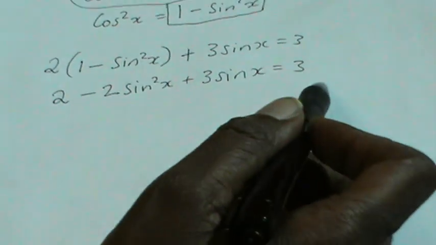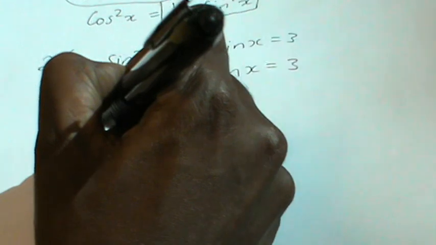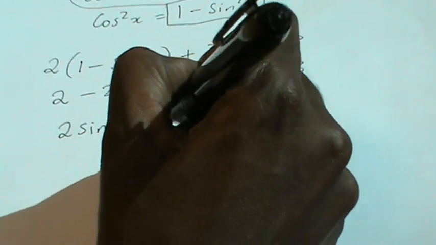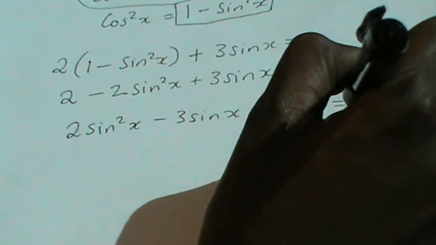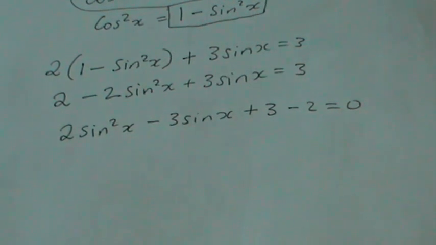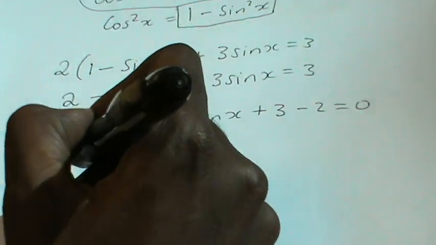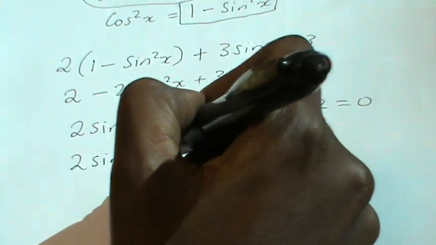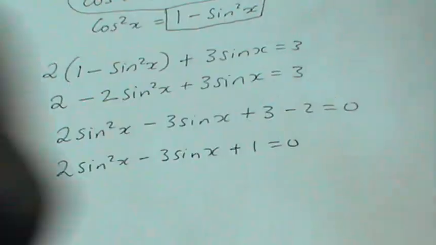So it's negative here. When it gets to that side, it will become positive. This one is positive. When it gets to the other side, it will be negative. This one is positive. It will become negative on that side. So I will have this. Okay, so I took everything over, and then I can just collect like terms. So here I have 3 minus 2, those are like terms, I can combine them. I have 2 sine squared x minus 3 sine x, and plus 1 is equal to 0.